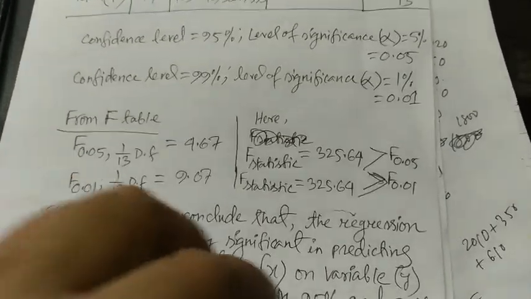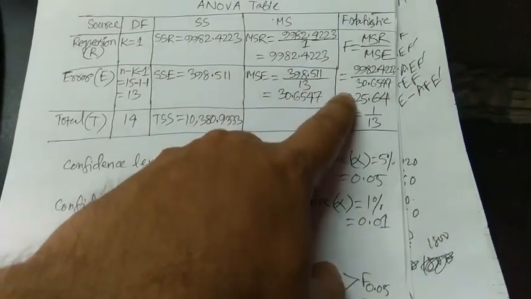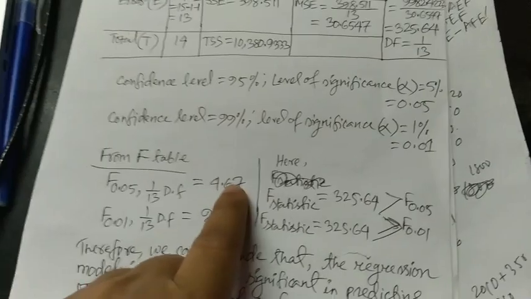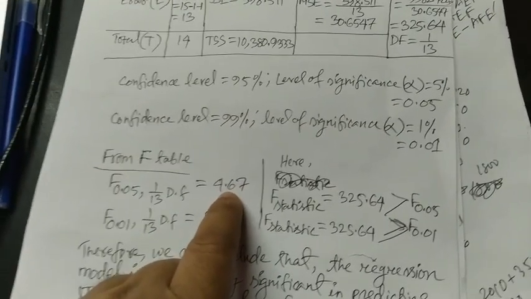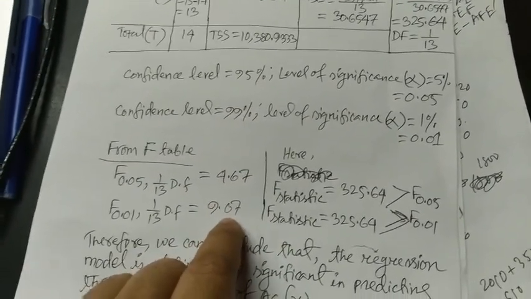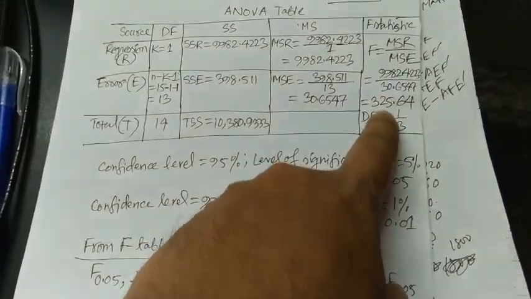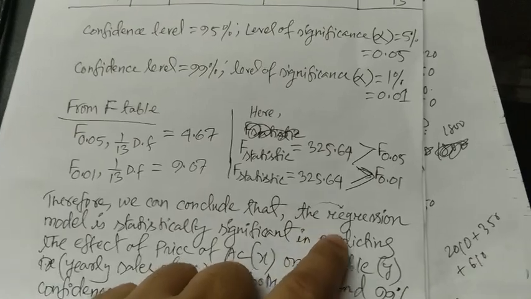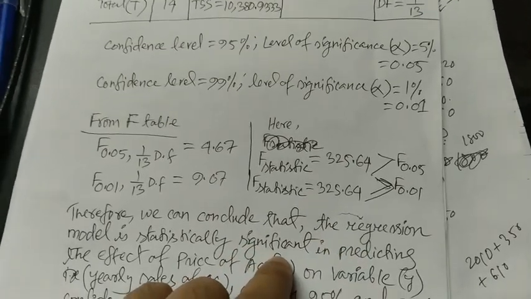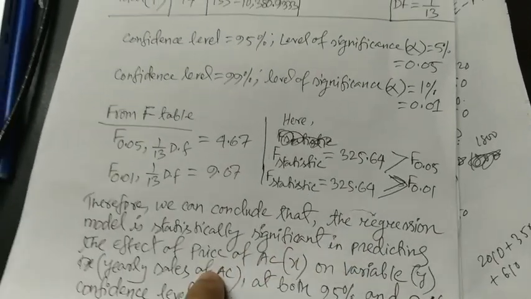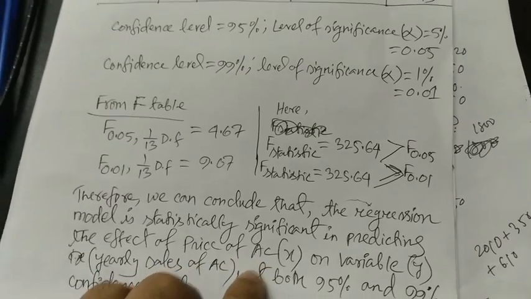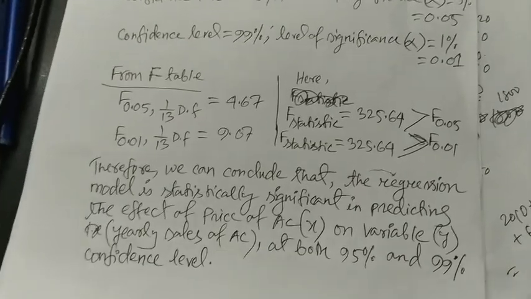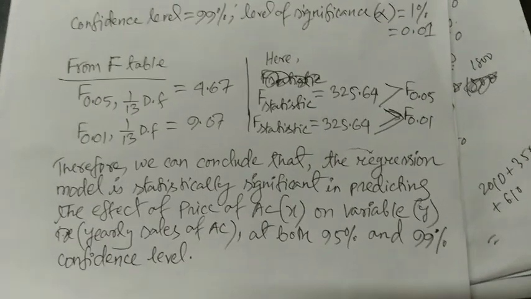Since the calculated value of F is greater than both the table values, this is the 95% confidence level value, this is the 99% confidence level value, and the calculated value of F is greater than both. That means our regression model is statistically significant, statistically good in predicting the impact of X on Y at both 95% and 99% confidence level. So that's the end of this chapter.